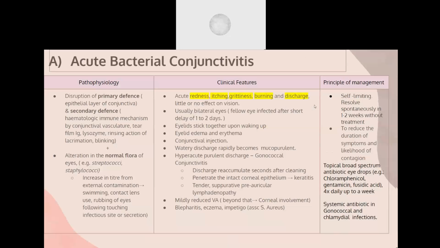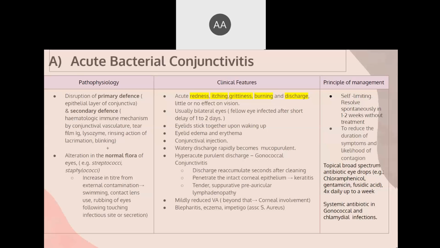Next slide, please. This slide is about acute bacterial conjunctivitis. For the pathophysiology, our conjunctiva has two mechanisms. The primary mechanism is composed of the epithelial layer of the conjunctiva. The secondary defense is formed by the hematologic immune mechanism: the conjunctival vasculature, the tear film, immunoglobulin, the lysozyme, and also lacrimation. Just for time saving, your explanation is so good in the table, so maybe we can refer to these tables and read about all the things you wrote.